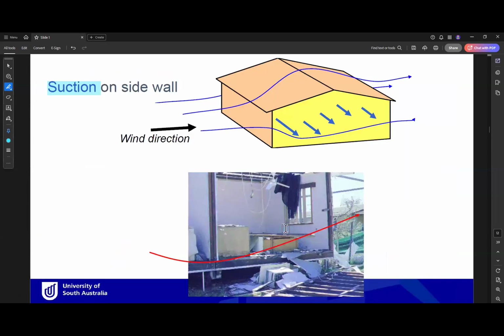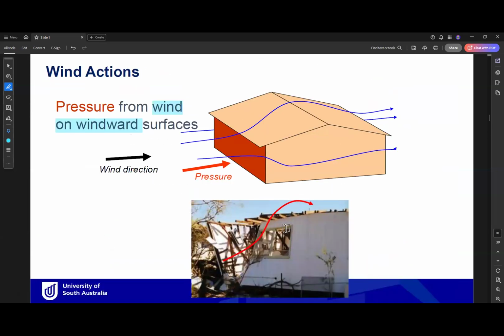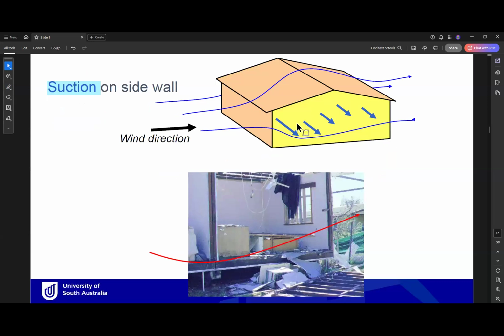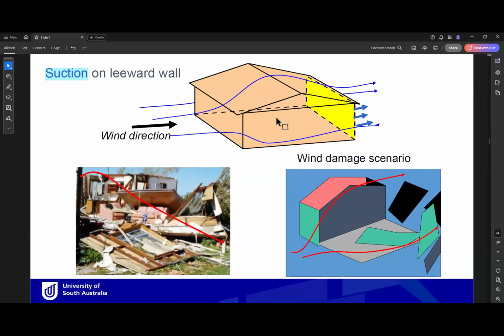So to summarize this, we have four types of actions on the building. The first one is the windward. The windward will be under pressure. The red wall here is the windward under pressure. The next is the roof. The roof will be under suction. The side walls will be under suction. And finally, the leeward under suction. So three are under suction, one under pressure.